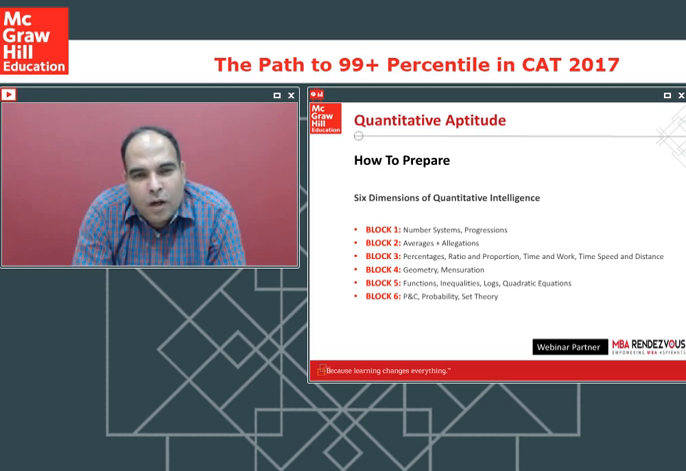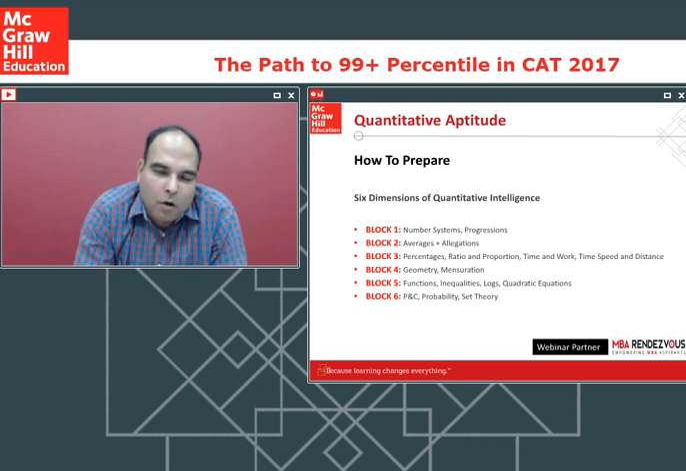So this is broadly what you need to do in quants. Now, to give you a hint, I'll not close at this point in the quants part. I'll give you a small hint about how you should actually go about learning.